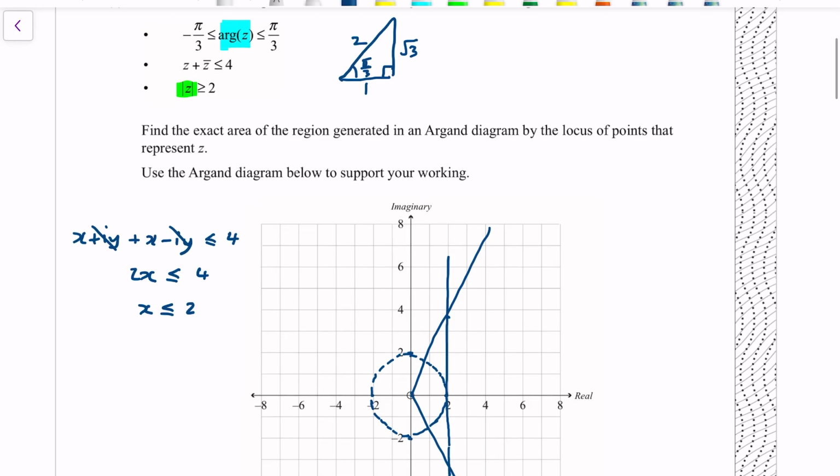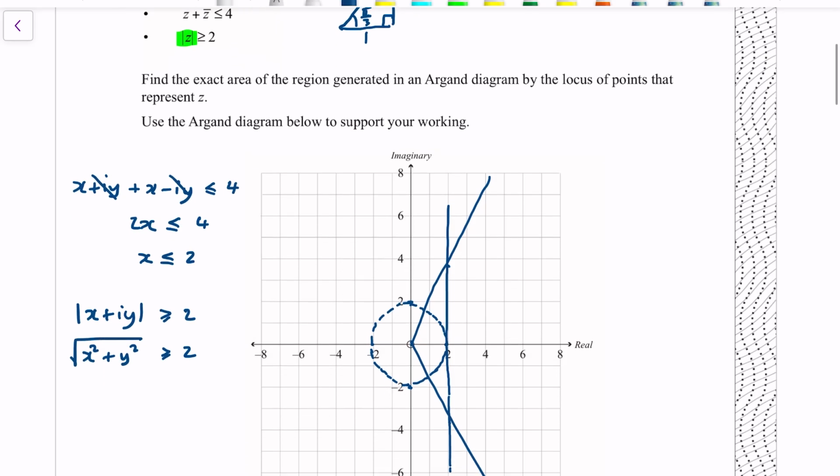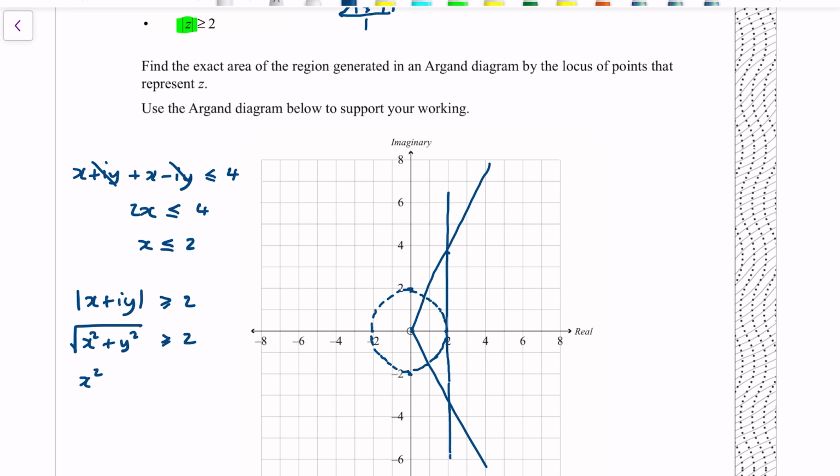If we do this algebraically, then we've got the modulus of x plus iy is greater than or equal to 2. The modulus of a complex number is the real part squared plus the imaginary part squared, square rooted. That's Pythagoras. Notice that the i doesn't go with that when you're finding the modulus of a complex number. Squaring both sides, we don't have to worry about the inequality flipping because you're multiplying both sides by a positive quantity. The square root is positive and 2 is obviously positive, so we get that. Now that's an equation of a circle where the radius is 2 or more.